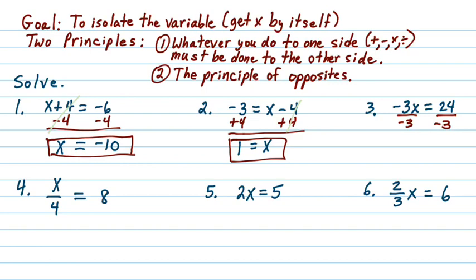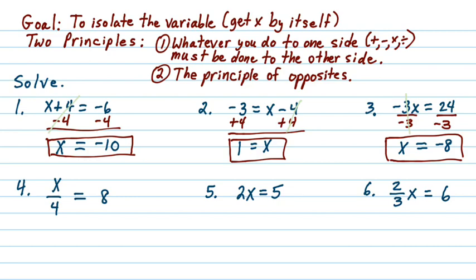Now notice on the left, negative 3 over negative 3, any number over itself is going to be 1, so I can write 1x or just x. And then on the other side, I'm going to get negative 8 just by dividing.